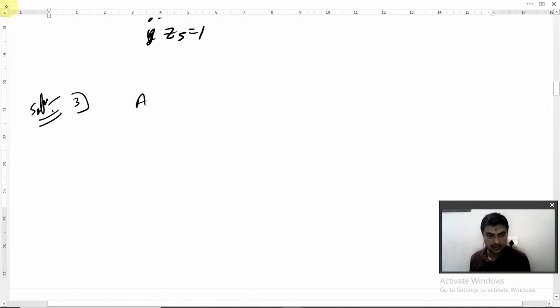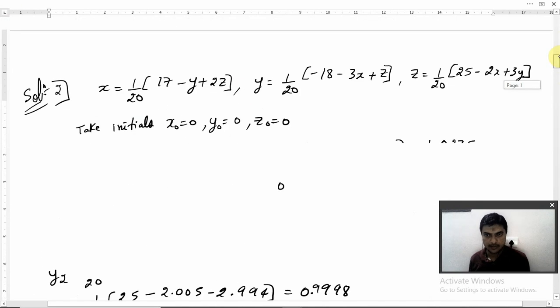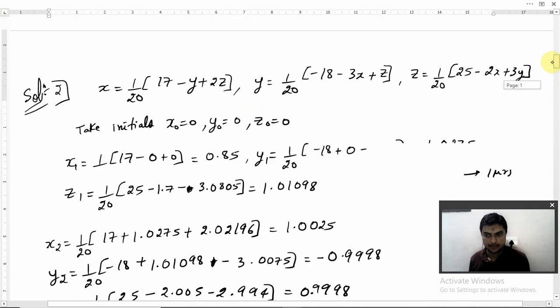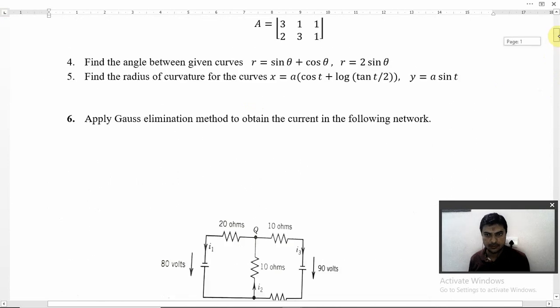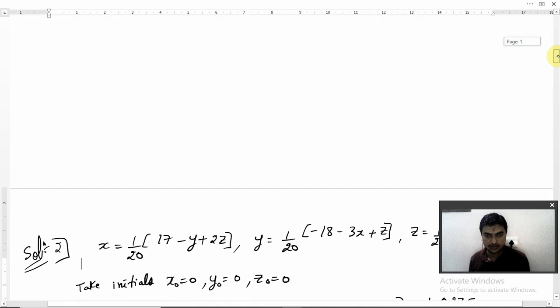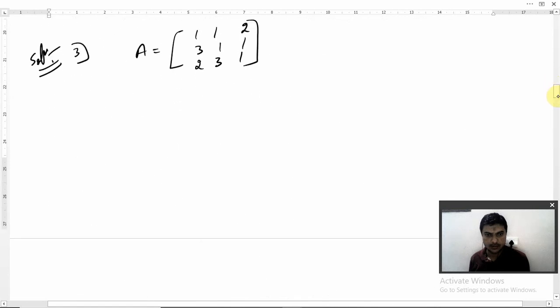A is equal to, they have given this as 1 1 2 3 1 1 2 3 1. Am I right? 1 1 2 3. Okay, I have taken the same matrix. Okay, now in Cayley-Hamilton theorem, in my previous video lecture, I have given how to take the values, and all the description definition I have already discussed. In this, I am directly substituting the equation here.